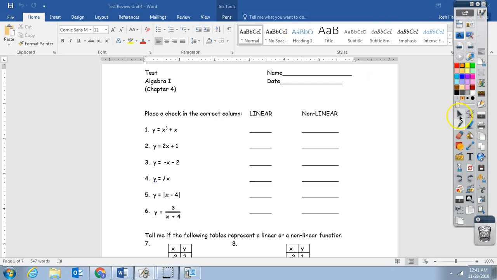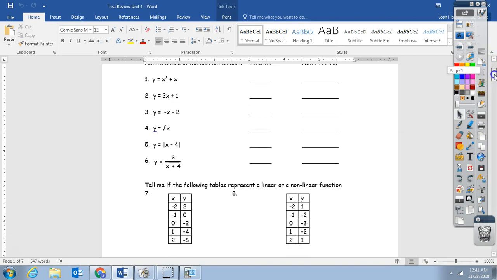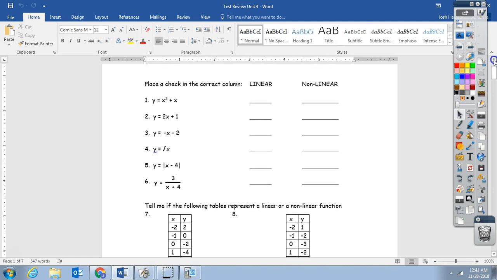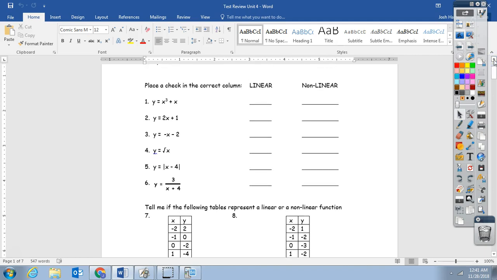So what we're going to take a look at first is how do you determine if something is linear or not linear. So the first thing I had you answer on the test and on this review was looking at this and placing a check in the correct column for linear or not linear.